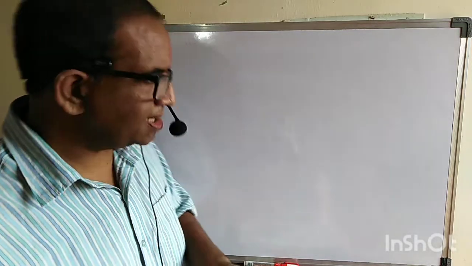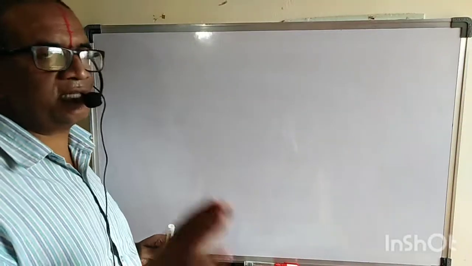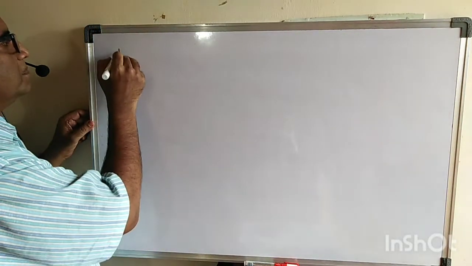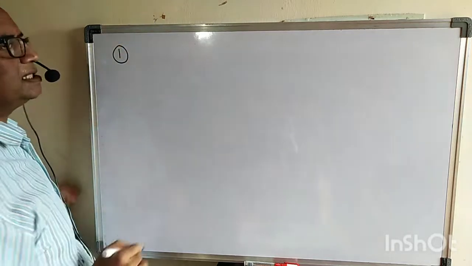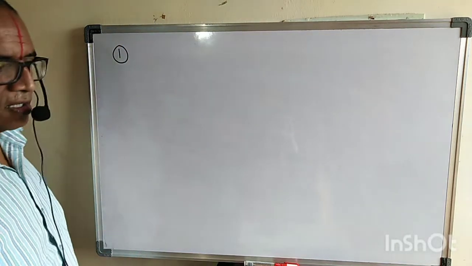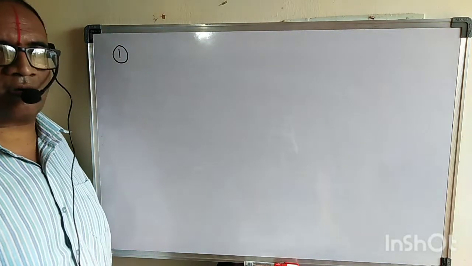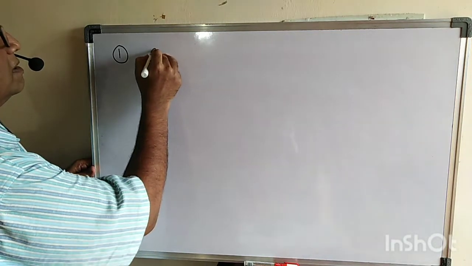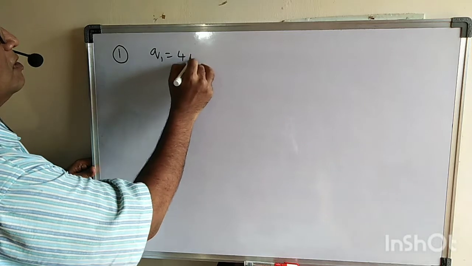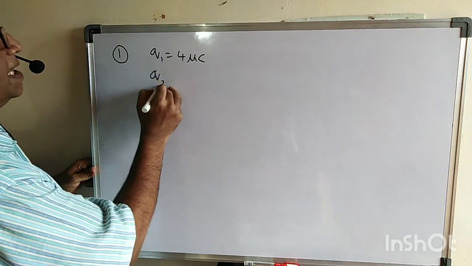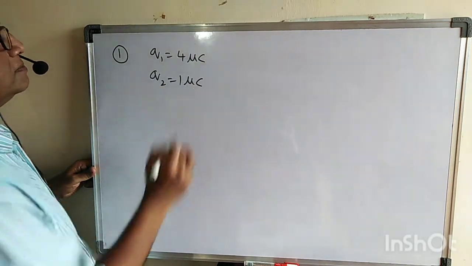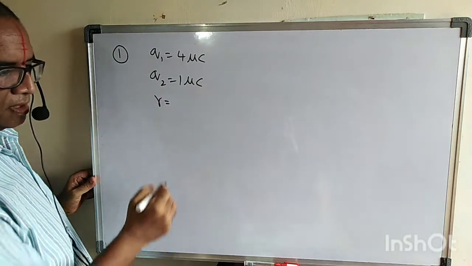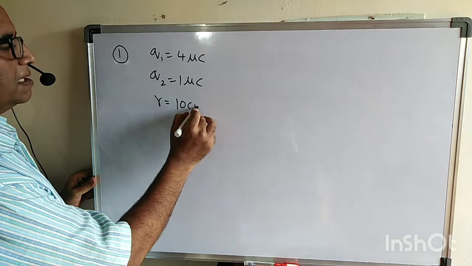Let us start the problems based on these electrostatic forces. Now see problem number 1. There are two charges, one of 4 microcoulomb and another of 1 microcoulomb. Let us write down: Q1 equals 4 microcoulomb and Q2 equals 1 microcoulomb, and they are separated by distance R equals 10 centimeter.